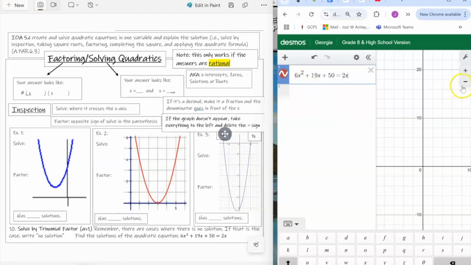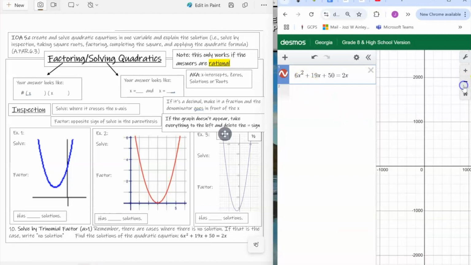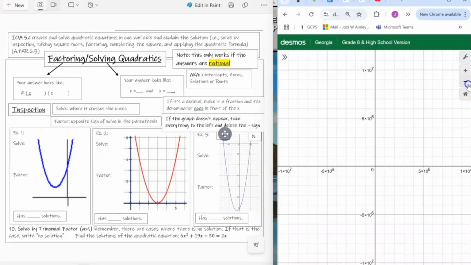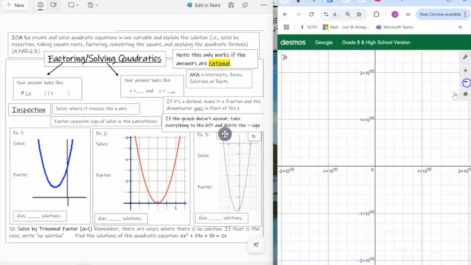All right, so I'm going to zoom out so I can find the graph, and it looks like no matter how far I zoom out, there is no graph. So these are my previous notes. We talked about if it doesn't cross the x-axis, it has 0 solutions. If it only touches it 1 time, it has 1 solution. If it crosses 2 times, it has 2 solutions. So your options are 0, 1, or 2.